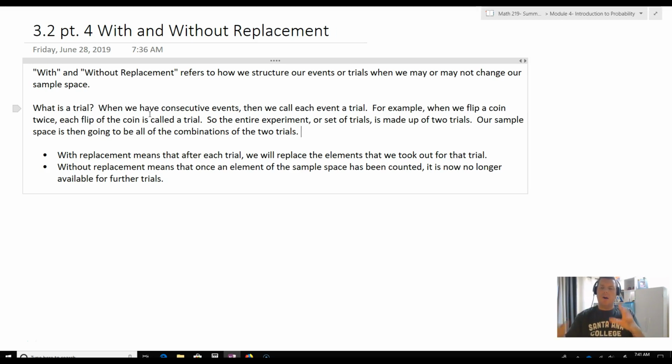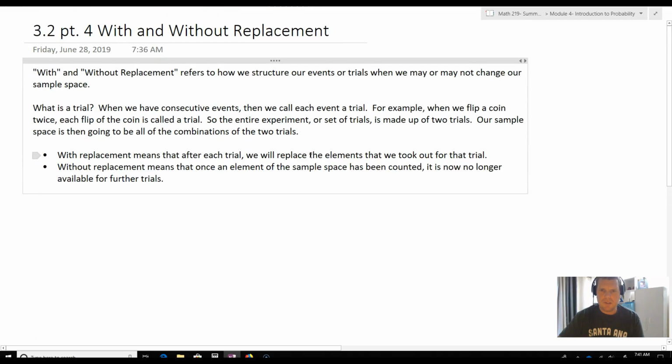Okay? Now, when I'm conducting an experiment in which I have multiple trials, the question is whether or not, when I select one of the values, it gets put back into the set or gets taken out of the set. So with replacement means that after each trial, we will replace the elements that we took out for that trial. And without replacement means that once an element from the sample space has been counted, it is no longer available for further trials. Okay? So the wording may be a little bit complicated, but let's get an example so that you can see what we might be doing here.